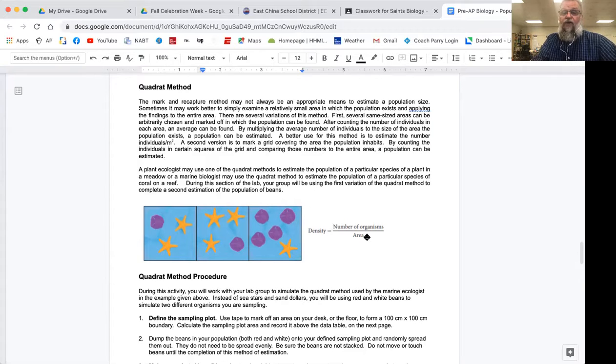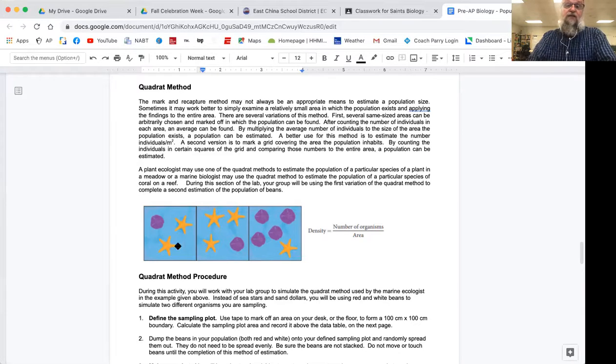So if the area is 3 meters squared, how many sand dollars are there? In the entire area, there's 1, 2, 3, 4, 5, 6. So the density of the sand dollar for the whole area would be 6 divided by 3, which is 2 sand dollars per meter squared.